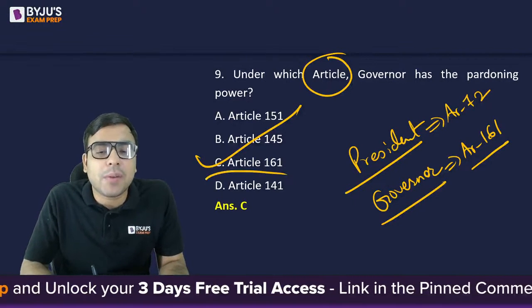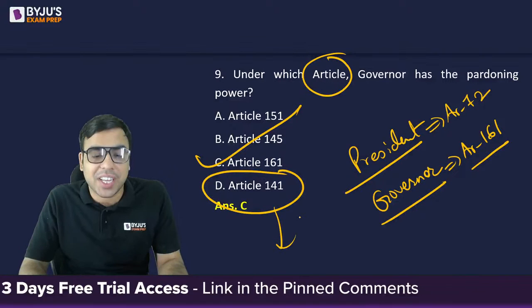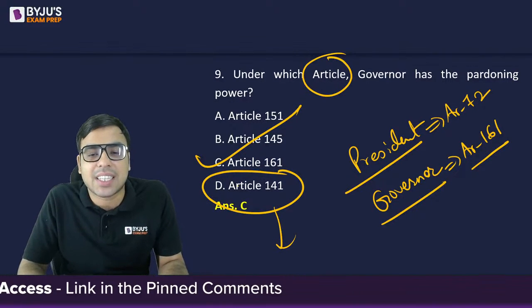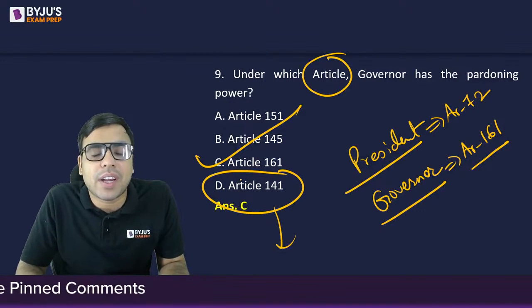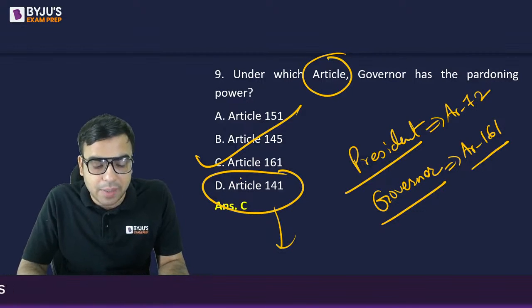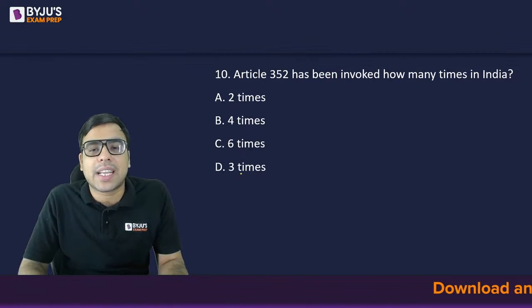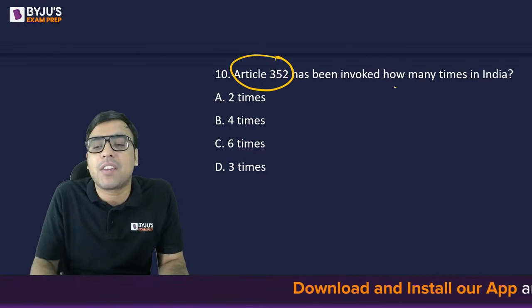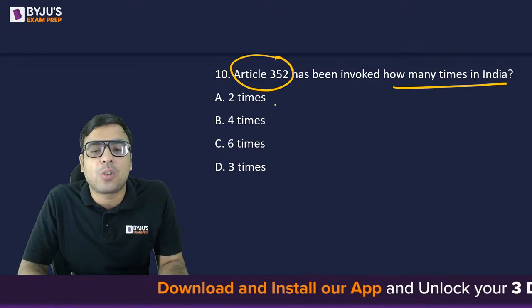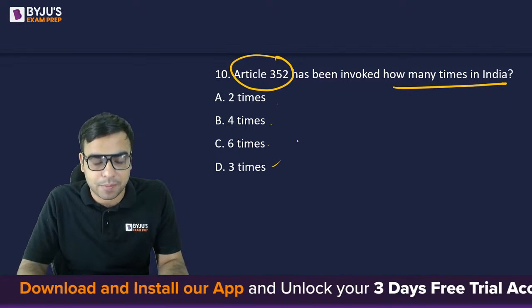अच्छा 141 भी पढ़ के जाइएगा. In fact, in today's the Hindu analysis class, I discussed about it. So go and read about 141 also. This is also very, very important. Okay, let's move on to the next one. Article 352 has been invoked how many times in India? 2 times, 4 times, 6 times, 3 times.